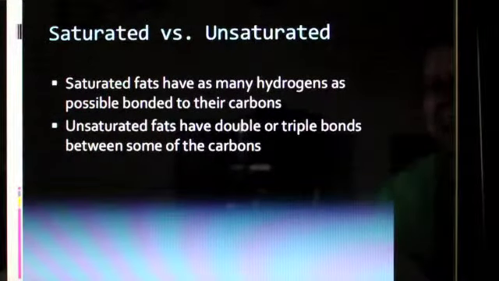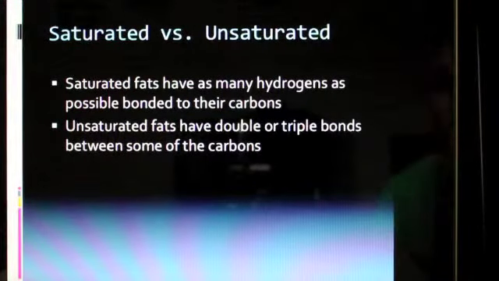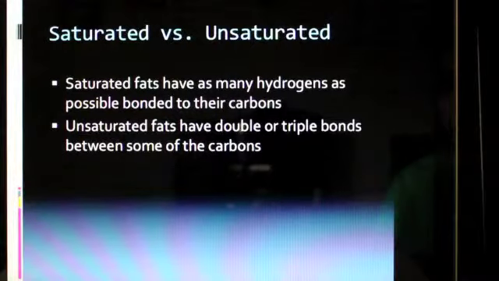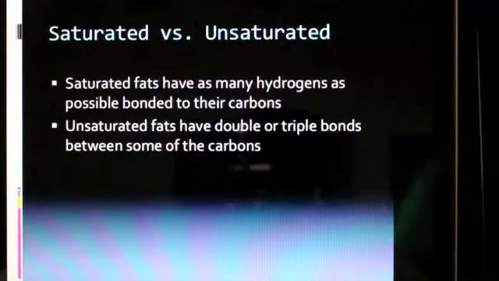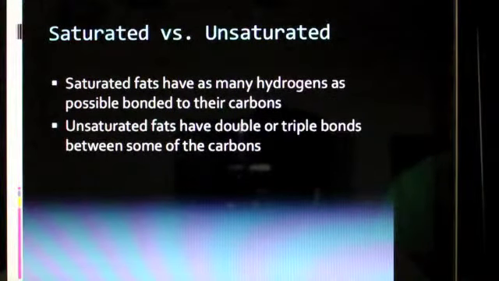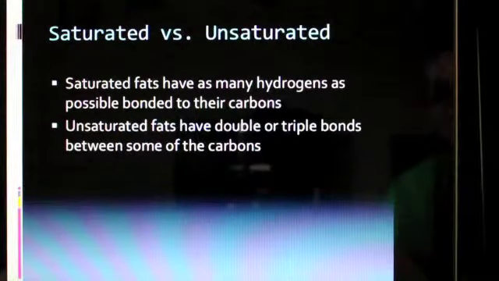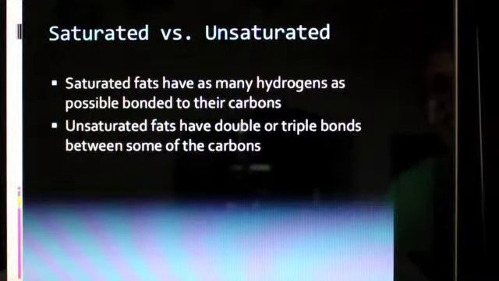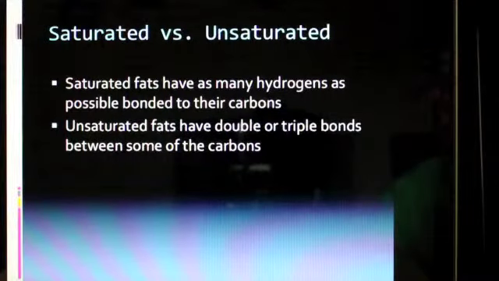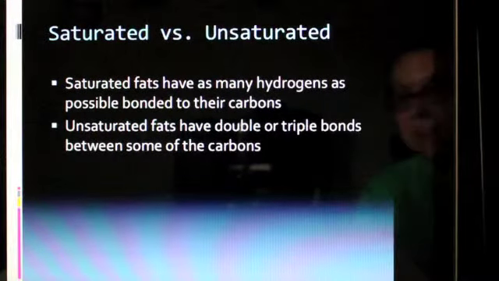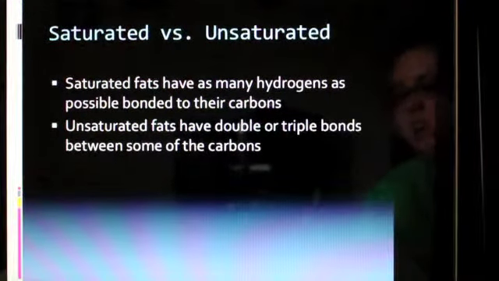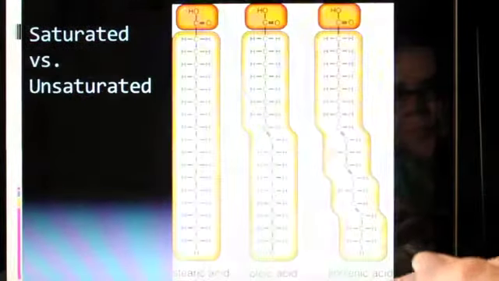Now there are two main types of fats, saturated fats and unsaturated fats. Saturated fats have as many hydrogens as possible bonded to their carbons, and so they end up with long straight chains. Unsaturated fats have double or triple bonds between some of the carbons, so they wind up looking kinky.